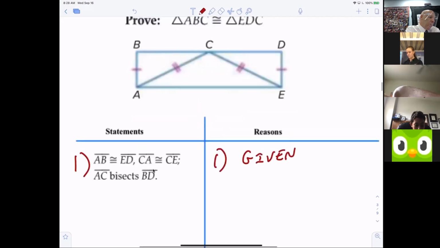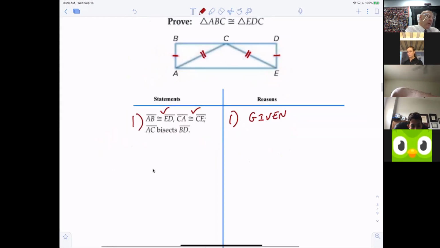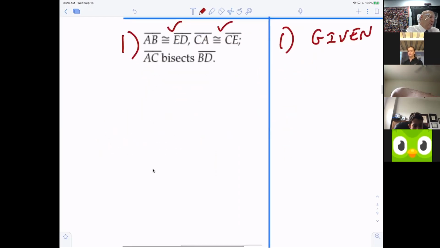All right, and then I'm going to mark it. When I took a picture, it kind of blurred. All right, now, I've used this and I've used this. It says AC bisects BD. Man, what does that mean? Read this.